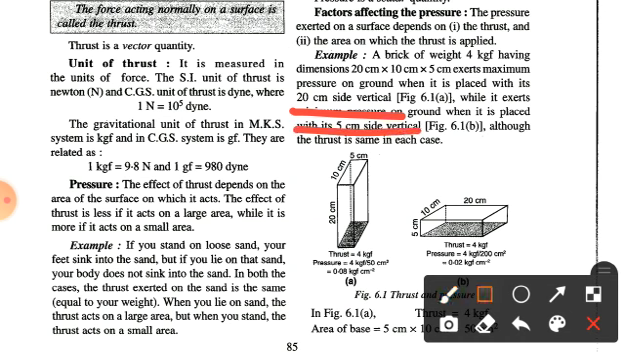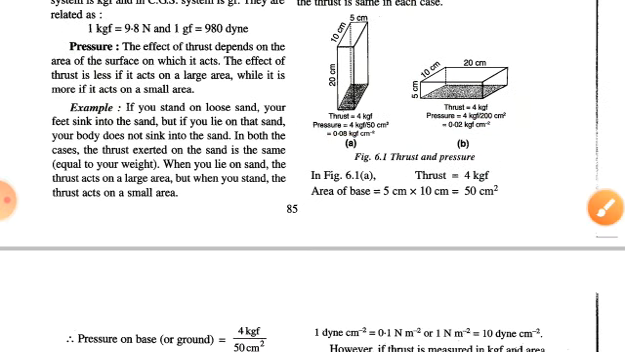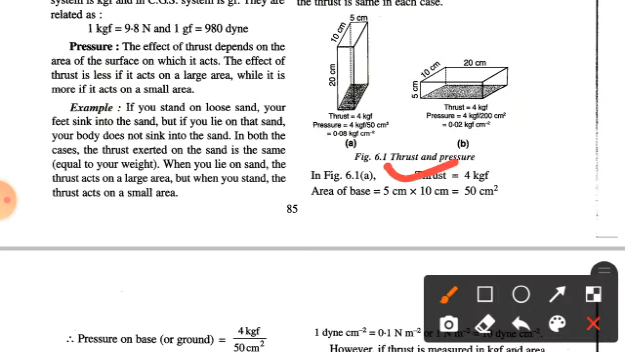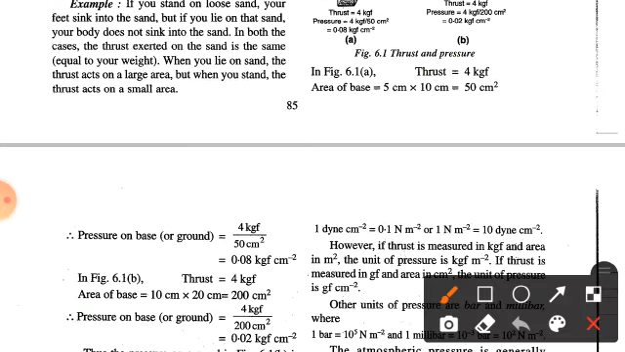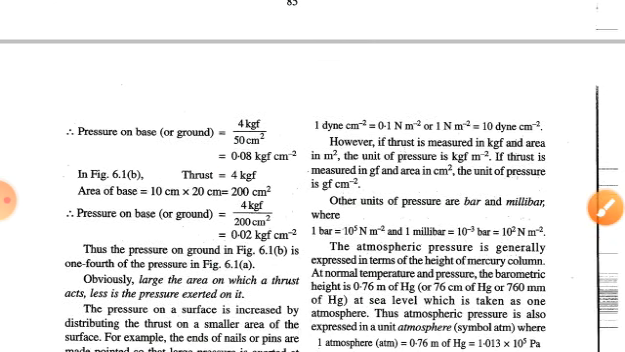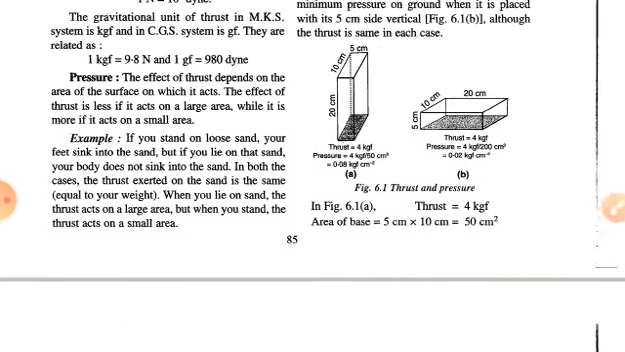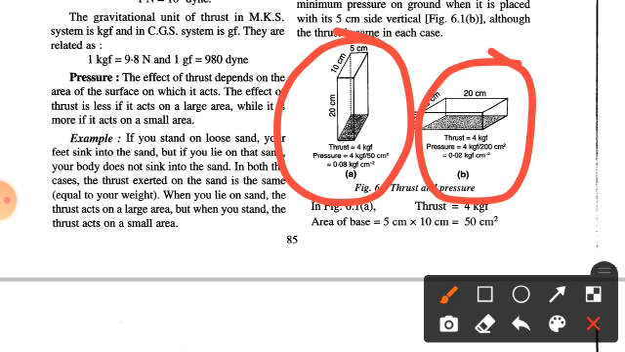So here you can see the two positions of the brick are given. One is the horizontal position and the other one is the vertical position. Clear? And they are calculating the thrust, and the area of the base is this, then you can calculate the pressure with the help of these two entities. Fine. So the thrust comes out to be, and then in the second case you have to calculate the thrust in both the cases, or pressure in both the cases, that is one in the horizontal position and the other one in the vertical position.